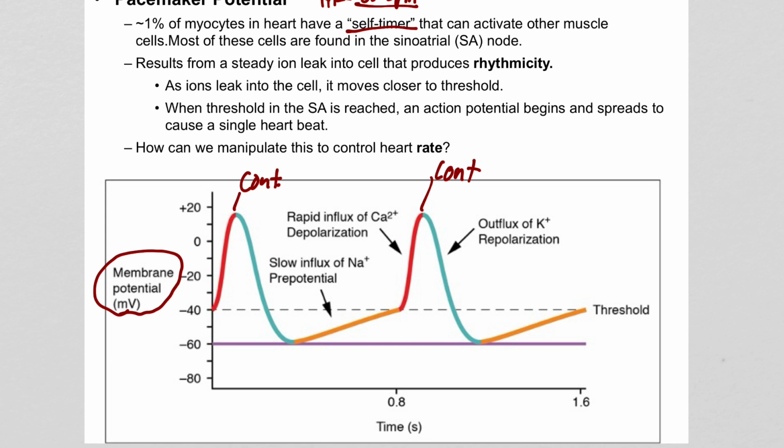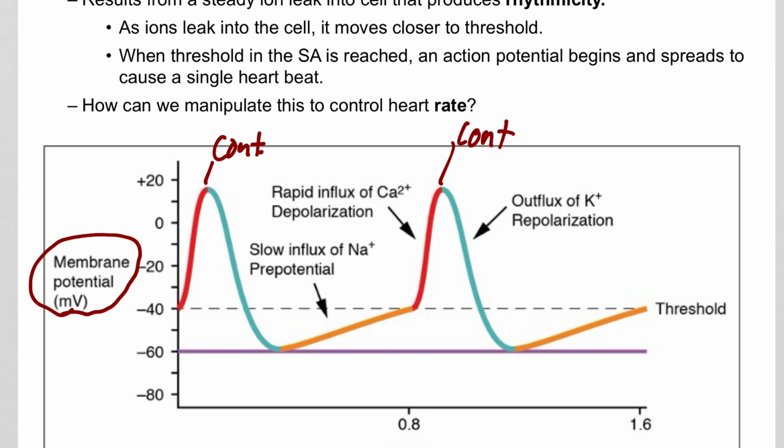That's what I was showing on the previous image of the signal spreading from the SA node to the atrium and to the AV node. That is this. Now, the catch is, in a neuron, you typically have to use neurotransmitters to hit threshold to get an action potential. In the heart, we have this, when they say slow influx of sodium, this is basically channels that are leaky, right?